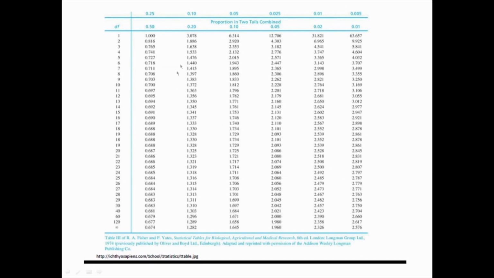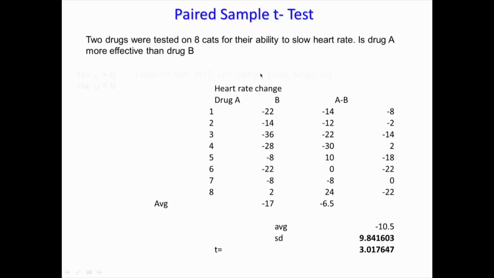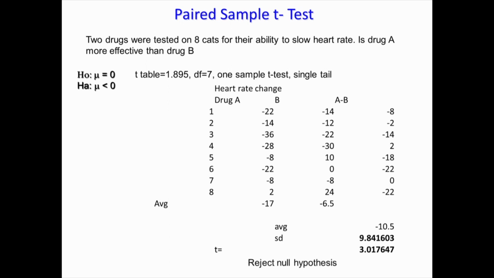Let us go to T table. The top one corresponds to 1 tail test, bottom one corresponds to 2 tail test. For 7 degrees of freedom, 1.895. Please remember, for 95 we are using here 0.05, so 1.895. The 7 degrees of freedom table gives you for 1 sample t test single tail 1.895, you are calculating it as 3.017. So, what do we do? Reject the null hypothesis, accept the alternate, that means drug A is more effective than drug B, that means the heart rate is less.